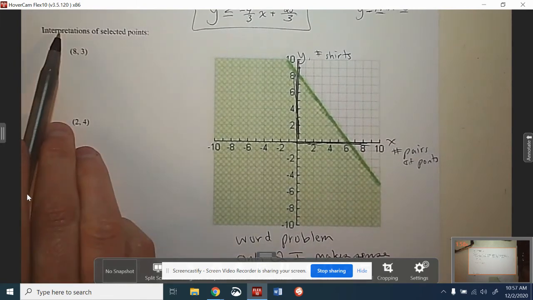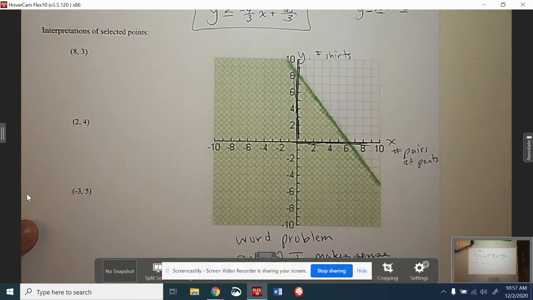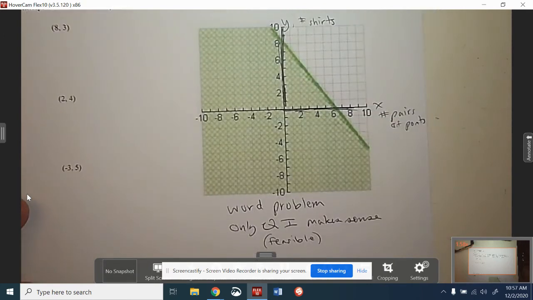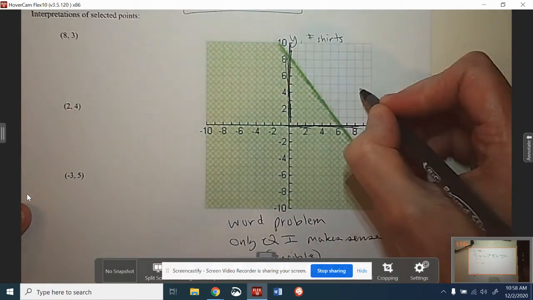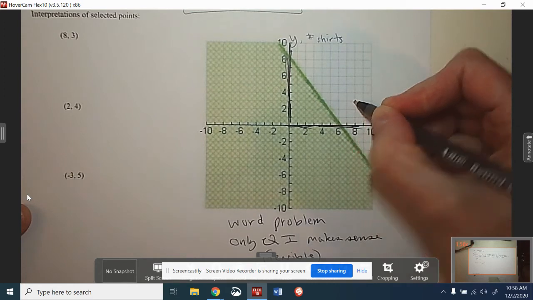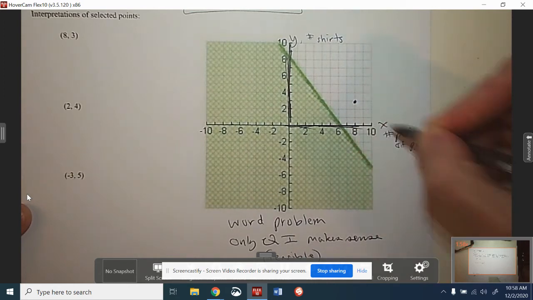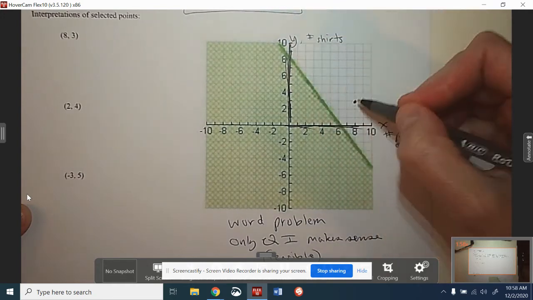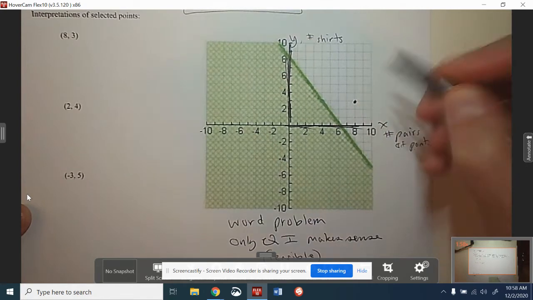So what we want to do here is interpret. I've selected some points for us to look at. We want to interpret the meaning of those points. So let's go ahead and do that now. So first is 8,3. 8,3 is here. Okay, that point is outside of the shaded region. So the 8 represents the number of pairs of pants and the 3 represents the number of shirts. But since it's outside of the shaded region, it's not a solution.